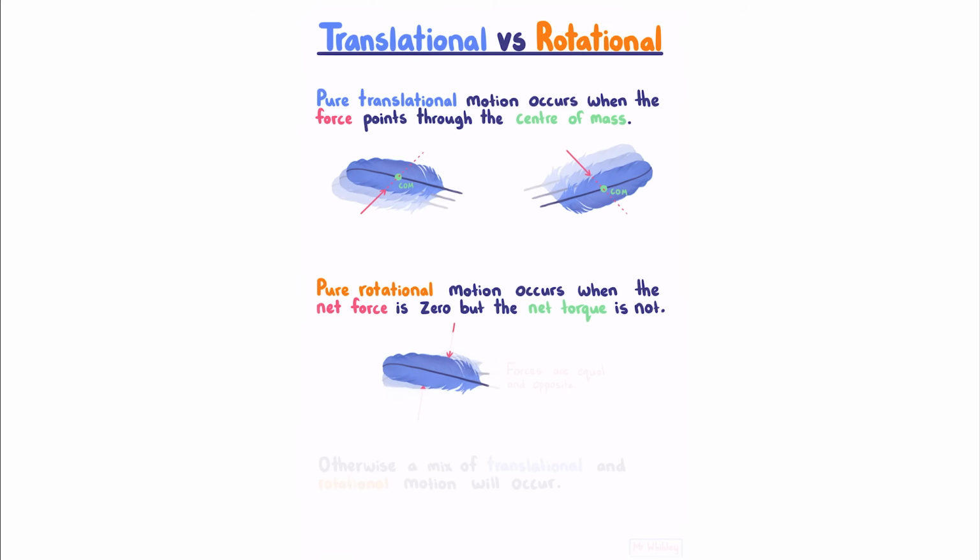So if we had our feather and we applied equal and opposite forces, because the forces are equal and opposite, the net force is 0, however the net torque is not. So the feather is going to rotate, but it isn't going to change position. In any other case, a mix of translational and rotational motion will occur.